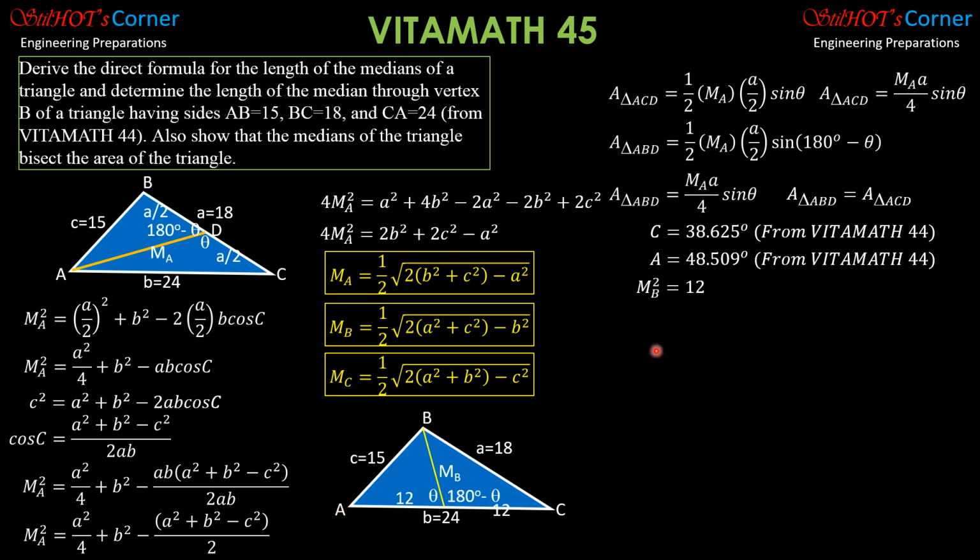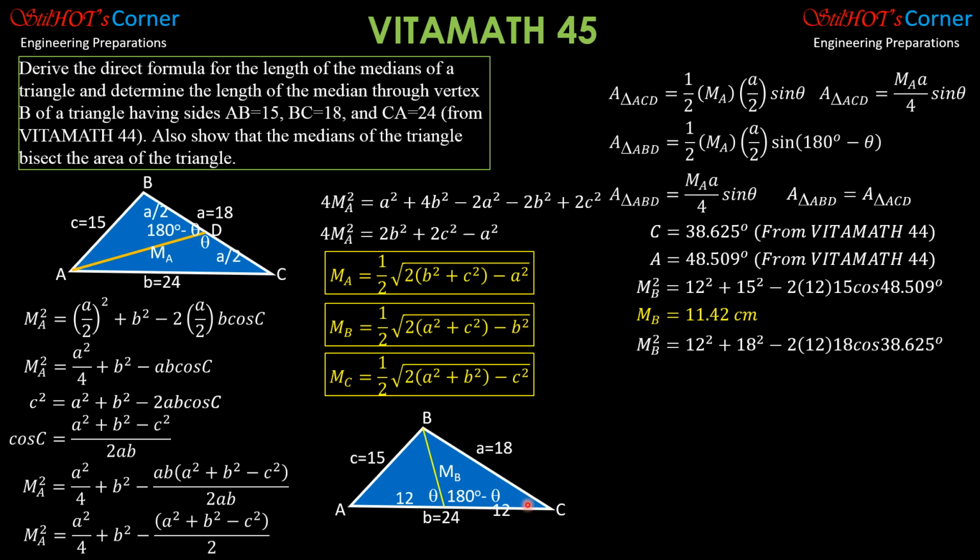So MB square equals 12 square plus 15 square minus 2 times 12 times 15 cosine of angle A, and angle A is 48.509 degrees. So using your calculator, M sub B, or the median through B, is 11.42 cm. Likewise, in this triangle, MB square equals 12 square plus 18 square minus 2 times 12 times 18 cosine of this angle C here, which is 38.625 degrees. So using your calculator, we'll have MB, which is 11.42 cm also.